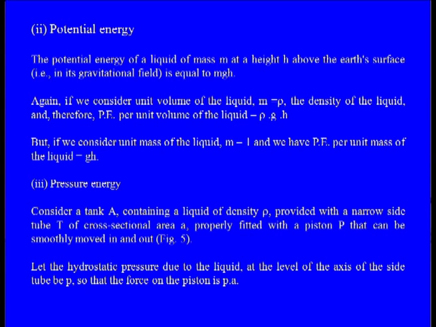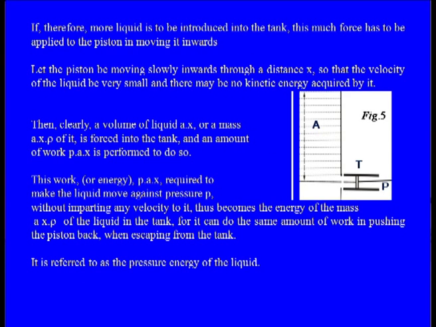So, let the hydrostatic pressure due to the liquid at the level of the axis of the side tube be P, so that the force on the piston is P times A, because force per unit area is nothing but the pressure. Since the cross sectional area is A and pressure is P, the force on the piston is P times A. If, therefore, more liquid is to be introduced into the tank, this much force has to be applied to the piston in moving it inwards.